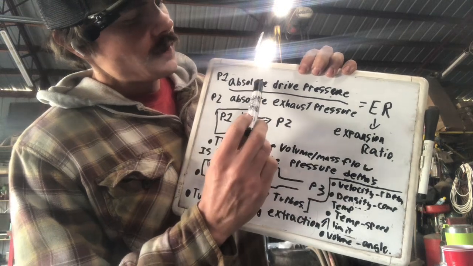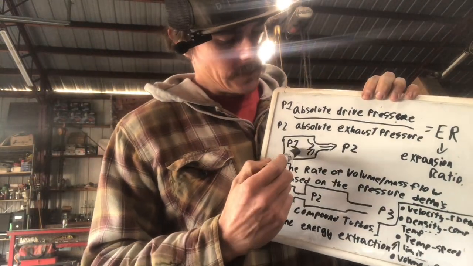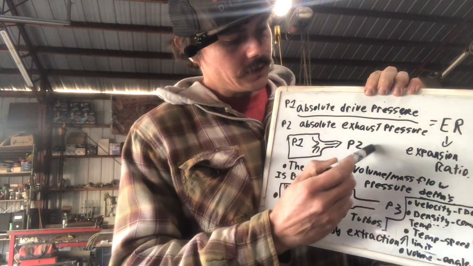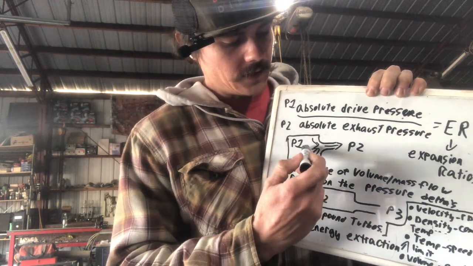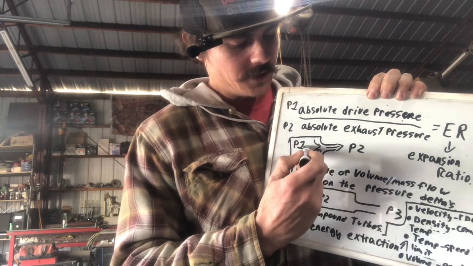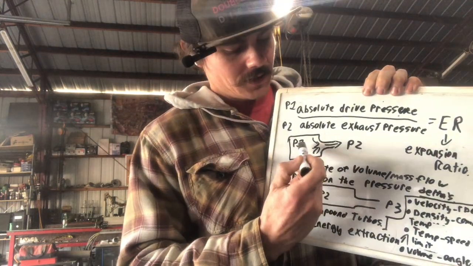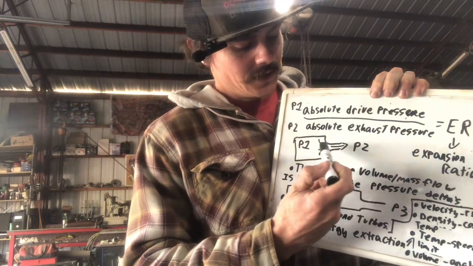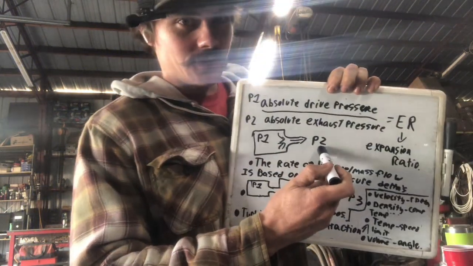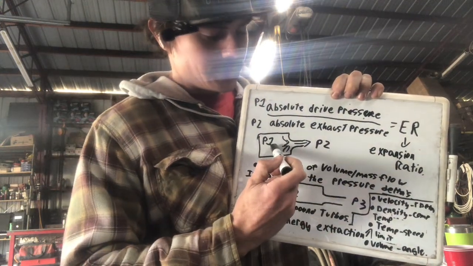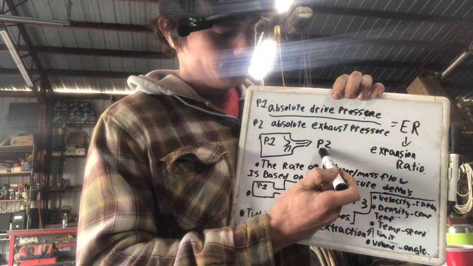So your P1 is the exhaust flow. We'll just use this. So this is your drive pressure, and this is your pressure in the downpipe. The only thing that moves the exhaust gas from here through the turbine wheel to here is the pressure delta. If you have 40 pounds of drive pressure and you have 40 pounds of exhaust pressure, your exhaust gas will not move from here to here.